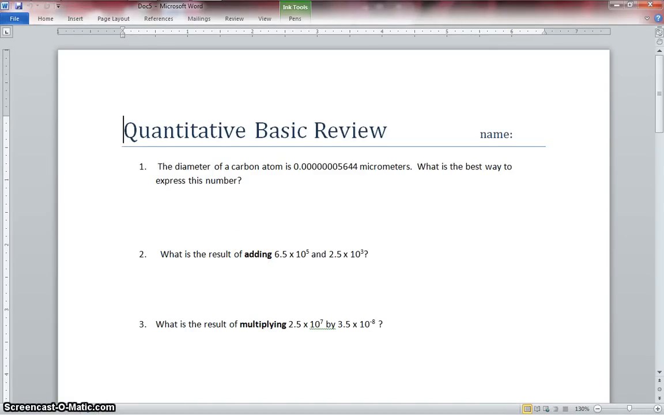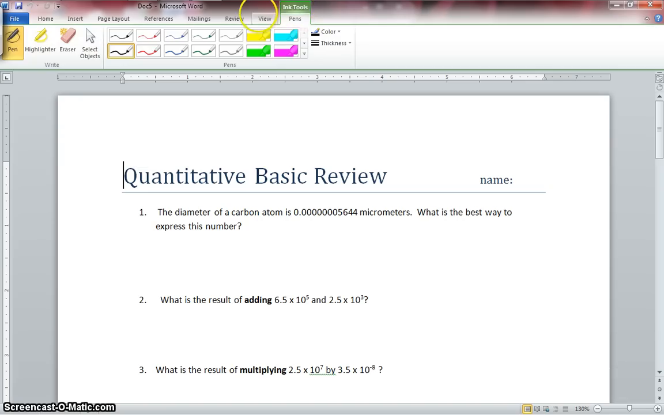I'm going to go ahead and start the quantitative basics review with you. So the first one says the diameter of the carbon atom is that big long number, micrometers. What is the best way to express this number? Well, the best way to express this number is to put it into scientific notation. So that's what I want you to do here.